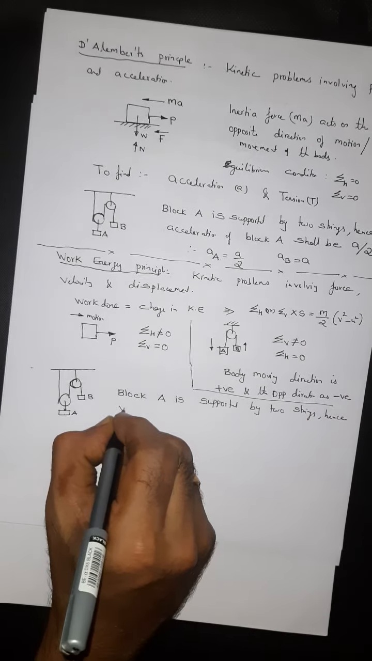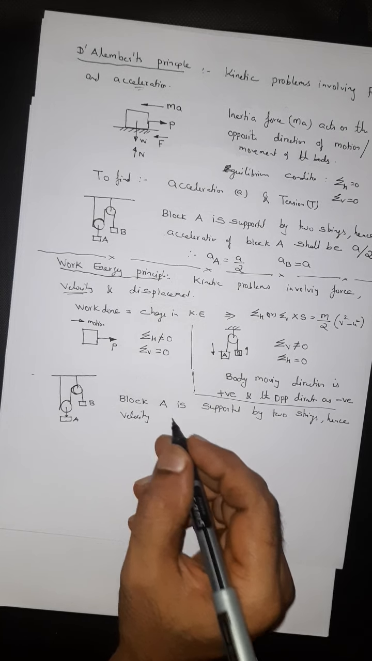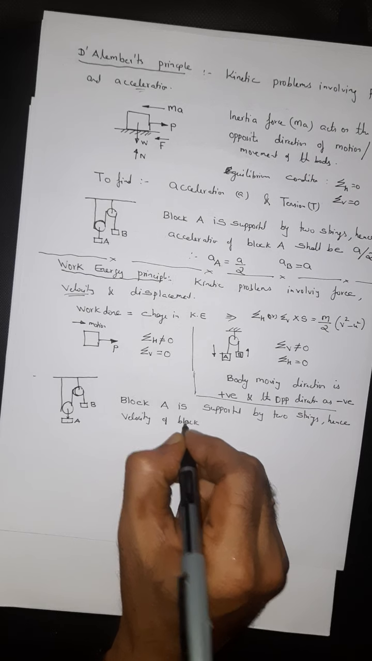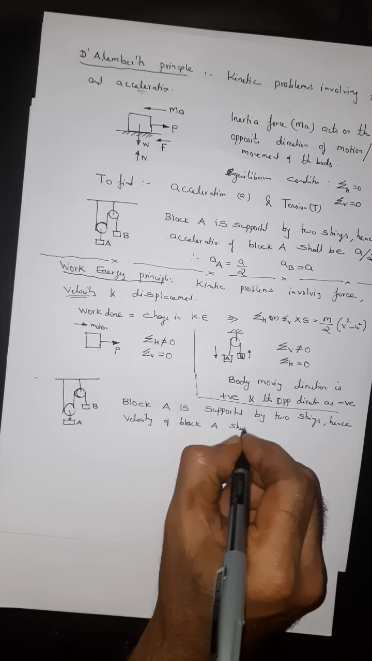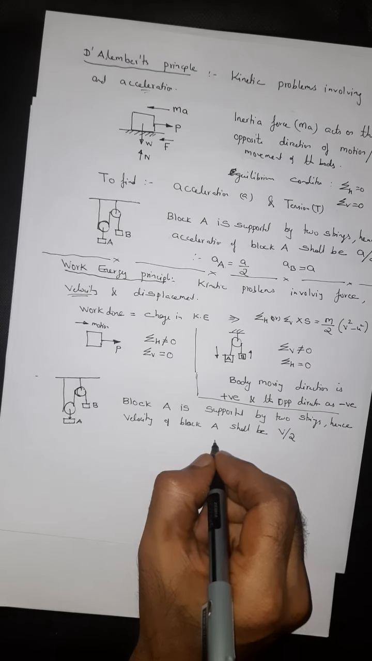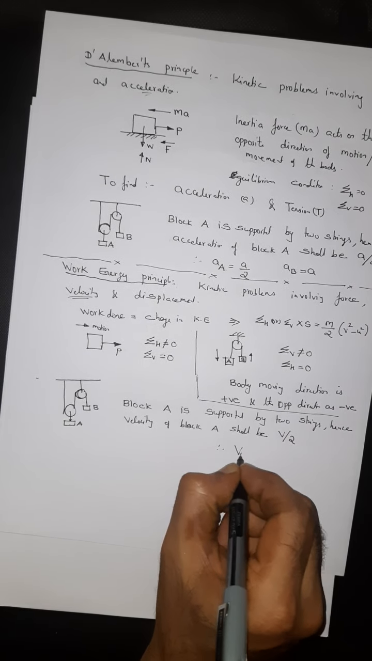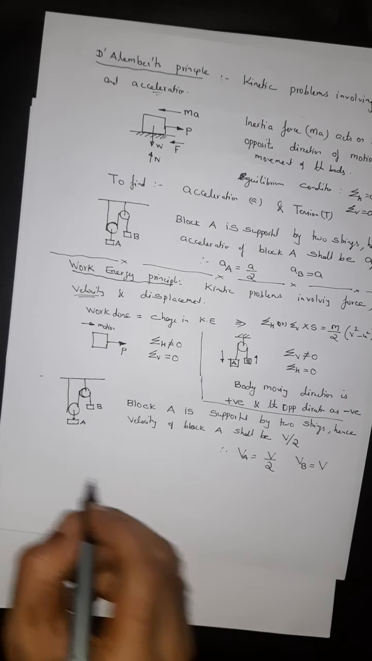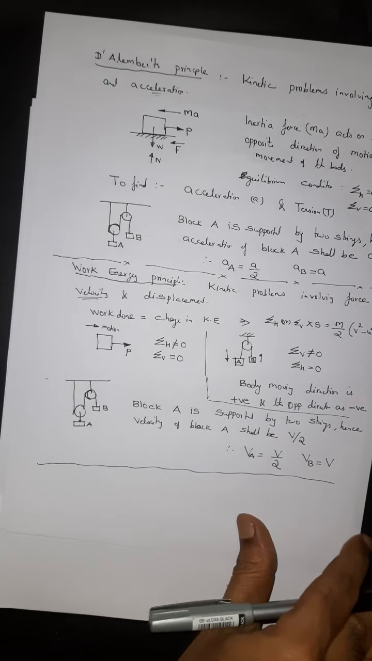Hence, the term here is velocity. In D'Alembert's it was acceleration, whereas in work energy principle it's velocity. So velocity of block A shall be V by 2. In other words, VA equal to V by 2 and VB equal to V. Clear?